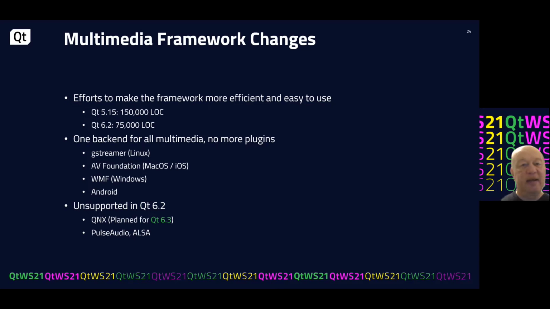And then multimedia, there have been quite a lot of changes. The target when migrating to Qt6 was to make it easier to use. So the size of the framework code has been halved. So it's much less code there, so it's easier to maintain. And then there's only one backend for all multimedia in Qt6, so you don't have to go on using specific plugins for different audio and video.